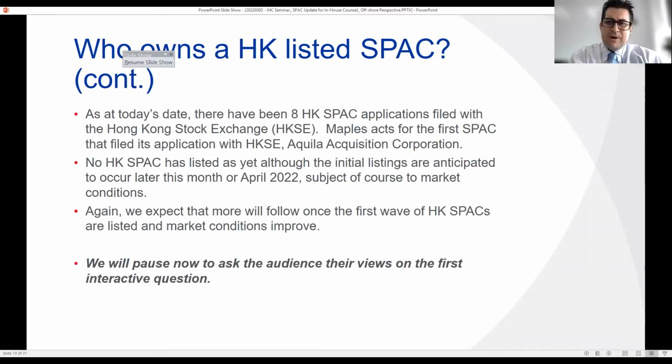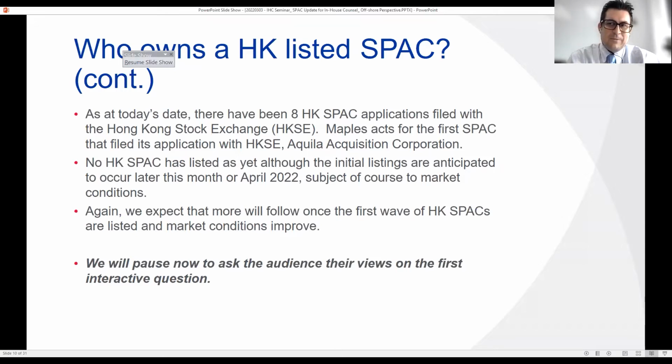Now, in terms of the situation for Hong Kong SPACs, the new listing rules permitting Hong Kong SPACs only came out at the beginning of this year. But since that time, there's been quite significant interest in Hong Kong SPACs. So as at today's date, there have been 8 applications formally filed with the Hong Kong Stock Exchange for Hong Kong SPACs. We acted for the first Hong Kong SPAC that filed its first application with the Hong Kong Exchange, and that has certainly led the market in some respects.